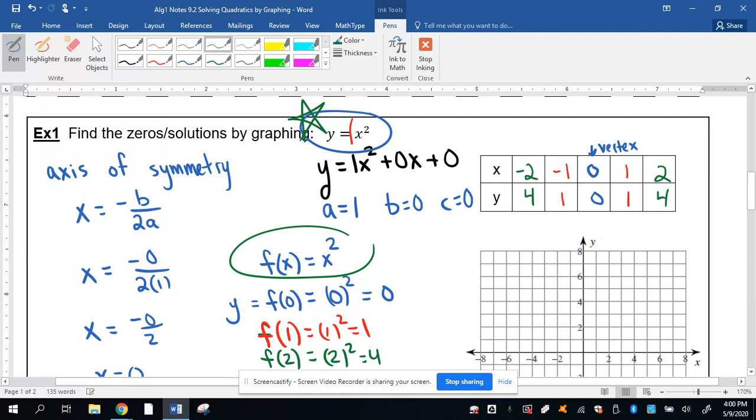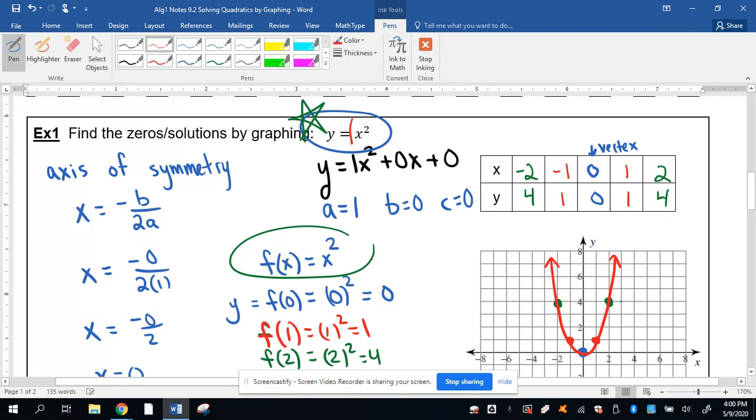So this is kind of fun stuff now. We're going to graph negative 2 comma 4 and 2 comma 4. We're going to graph negative 1 comma 1 and 1 comma 1. And then we're going to graph 0 comma 0. And with all of that, we're just now going to connect the points in a parabola form. And that is our parabola.